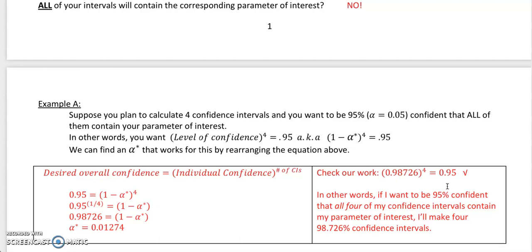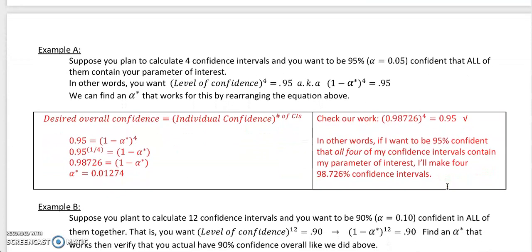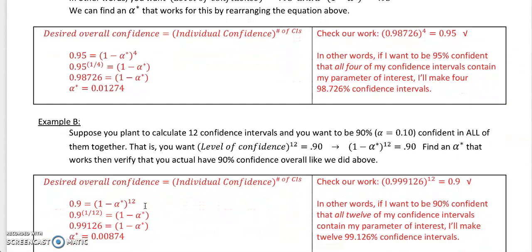There's another example right below this. I would recommend pausing the video and trying it on your own if you're going through the notes right now. For this example, we want to figure out what level of confidence we need if we want to be 90% confident overall, and we're making 12 intervals. So you can repeat these steps that we just did and see if you can get an answer. I'm going to go through it right now as well, so hopefully you did pause to try this on your own, but we're going to go through the same steps.